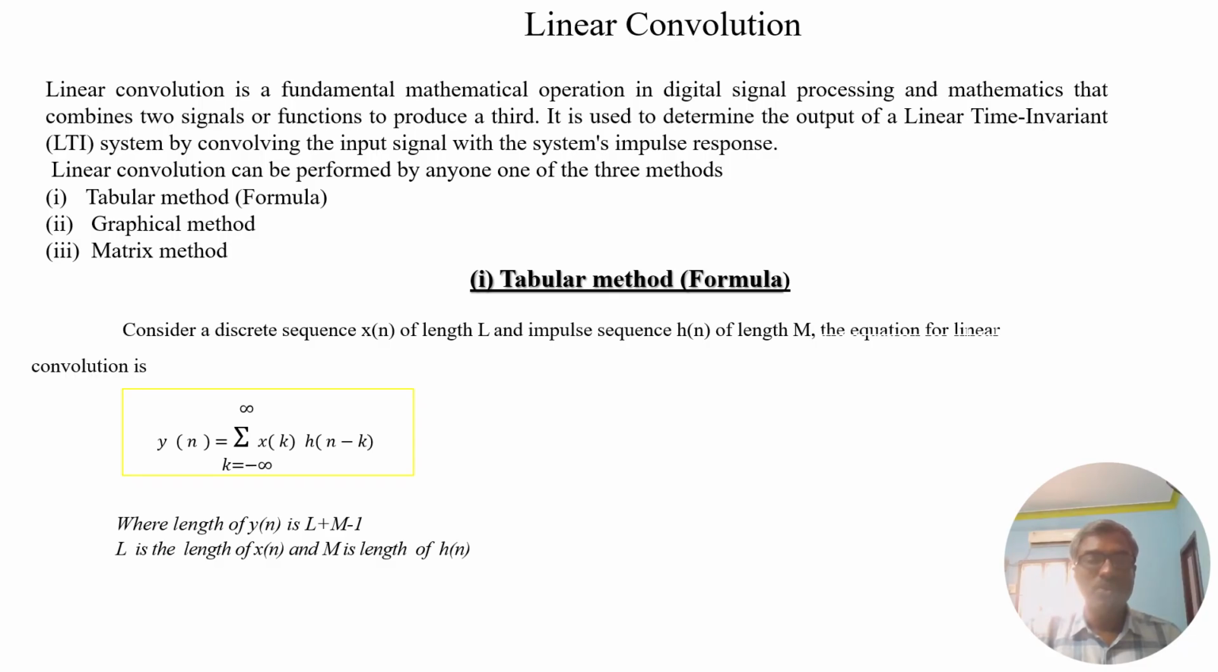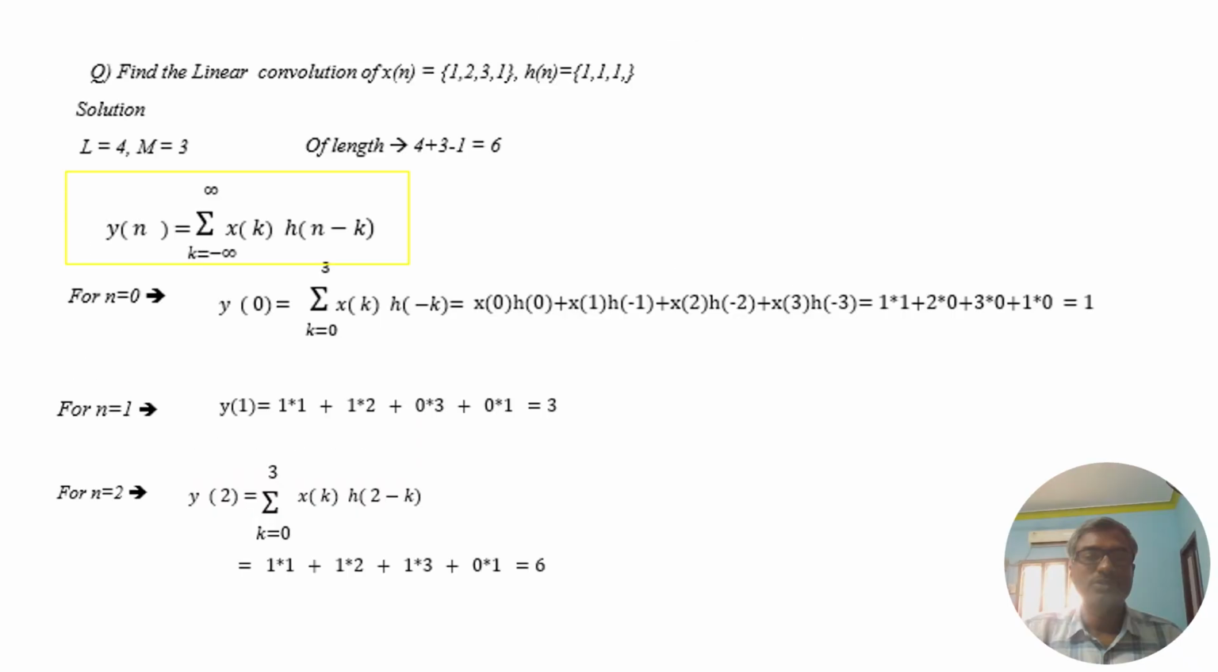The length of the output depends on the length of the input sequence and the length of the impulse response sequence. The length of the output sequence y of n equal to L plus M minus 1, where L is the length of the input sequence and M is the length of the impulse response. Now we will see one example problem for the computation of linear convolution.